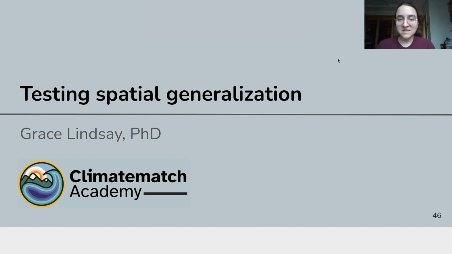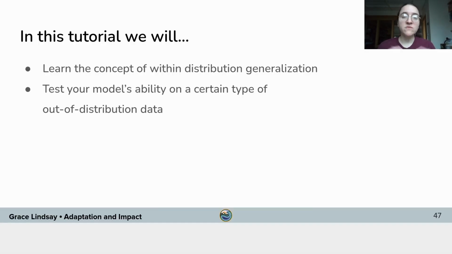Okay, so you tested how well your model generalized to a held out test set. In this tutorial, we're going to think more about generalization and more about different types of generalization that might matter for how you evaluate your model. So, first, we're going to learn about the concept of within distribution generalization, and then also the concept of out of distribution generalization and how you can test your model on that second type of generalization.